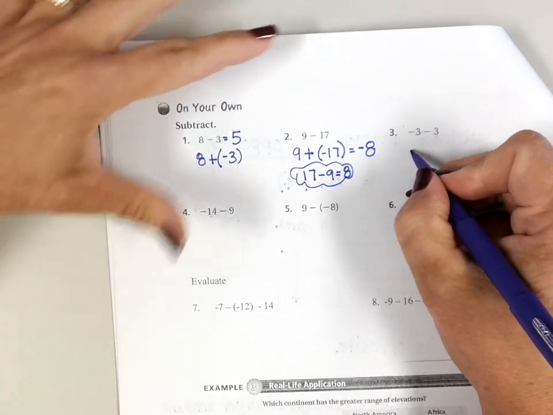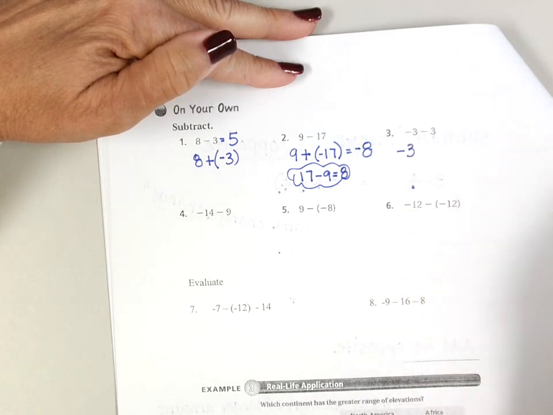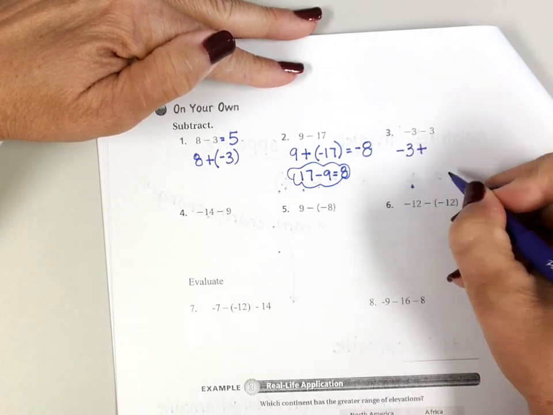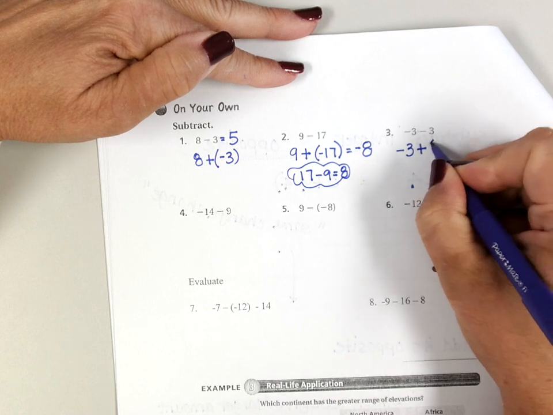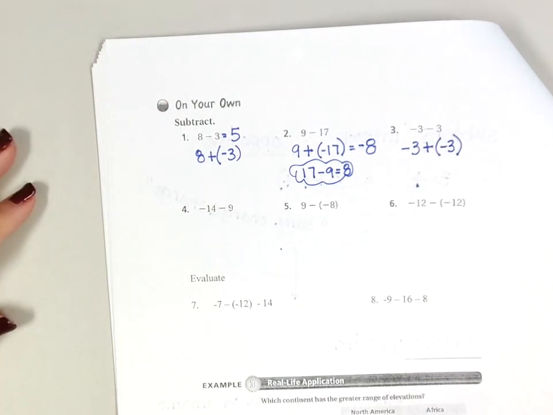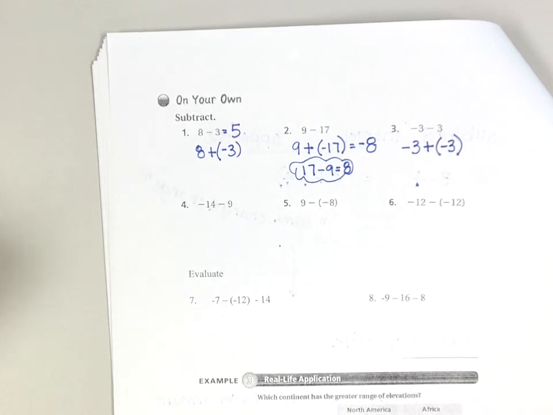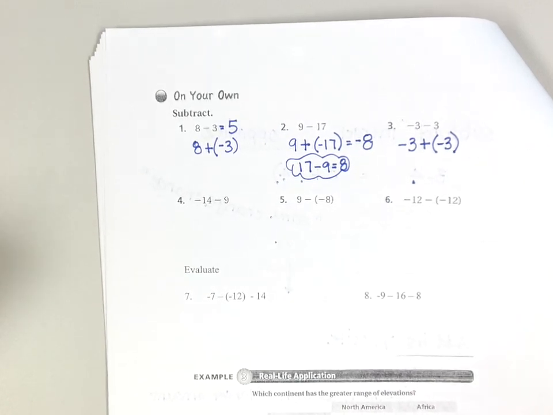Number 3, same or keep, change from subtract to plus, change from positive 3 to negative 3. So take your time in doing that, okay? Try this out on your own. Pause it if you have to, and then check the answer.